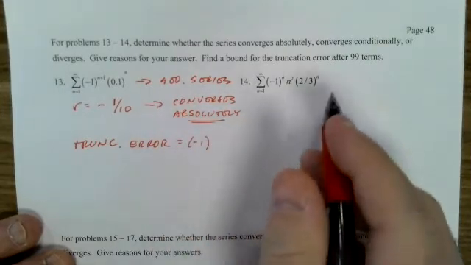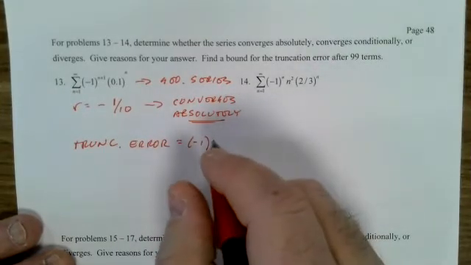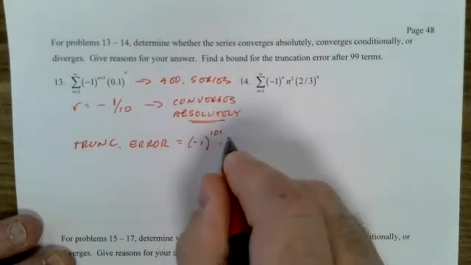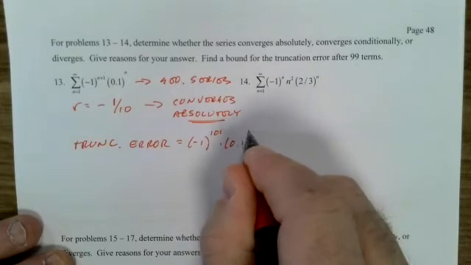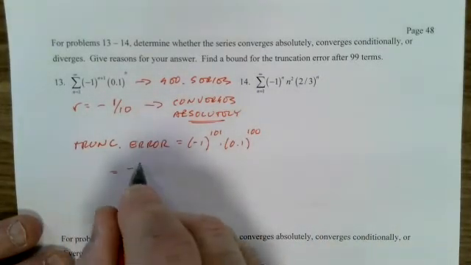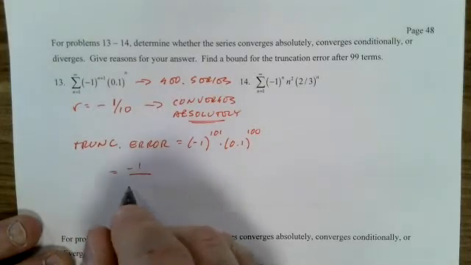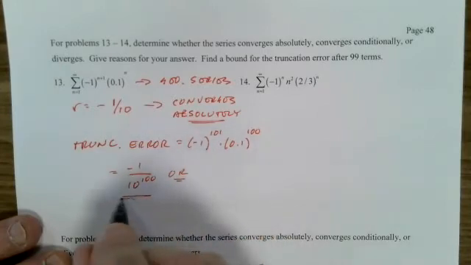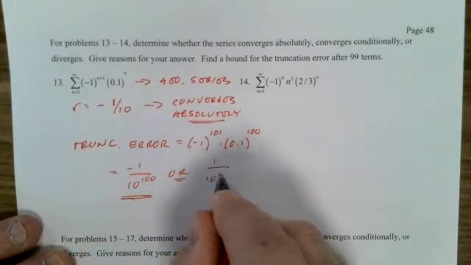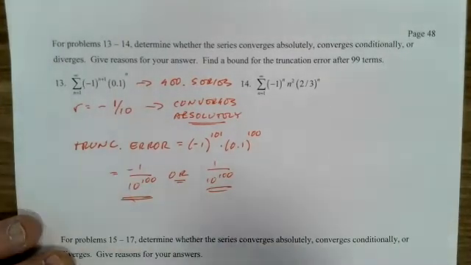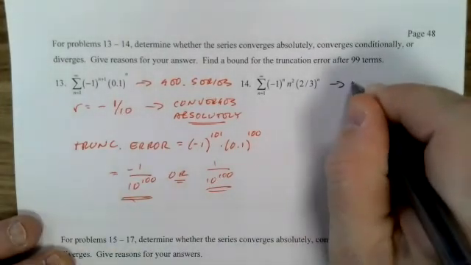-1 to the 99 terms, to the 100th. In this case, it's n plus 1, so it's 101 times 0.1 to the 100th, since that's only in men, which is -1 over 10 to the 100th. If we're going with absolute values, that would be 1 over 10 to the 100th. It's a really small number. Whatever. Let's do ratio test.